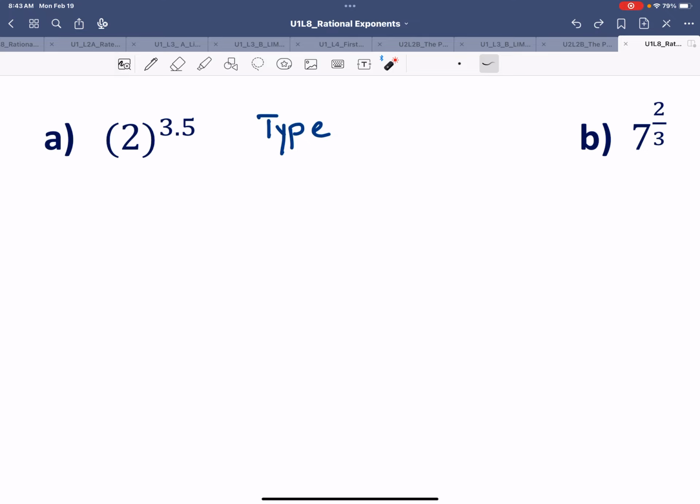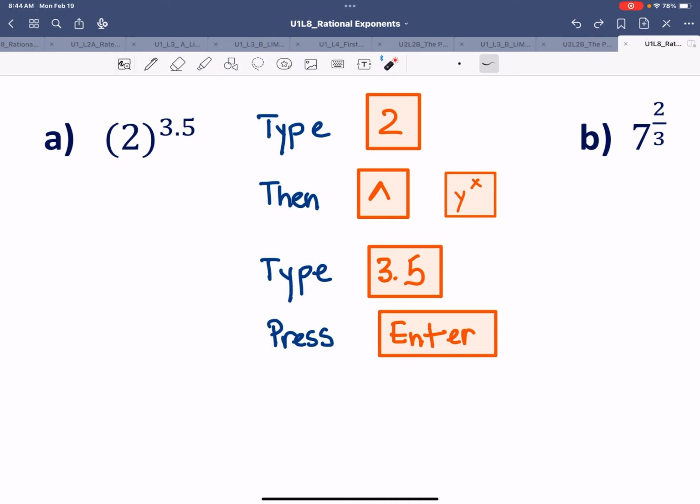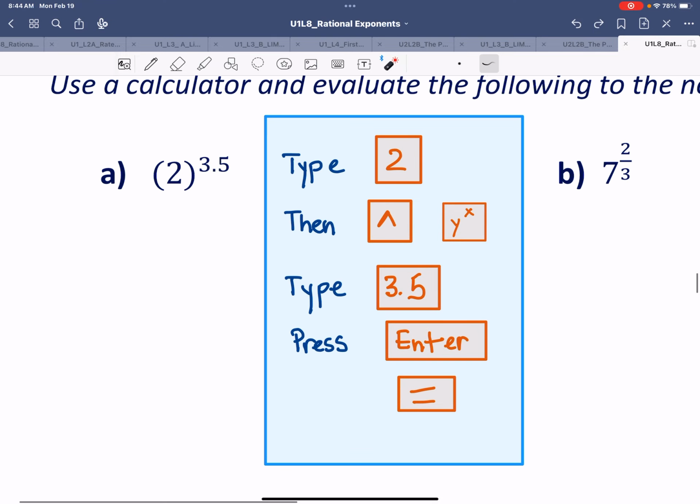So first, we're going to start with typing the base 2, so type 2. And then next, we have to type the power button. And in some calculators, the power button appears with this little hat, in some with y to the power of x. Please get to know your calculator, how to use it so that you won't be confused during the test. So next, we have to type the exponent 3.5 and press enter or the equal symbol, and then you'll see the answer. And in this case, the answer that we obtained is 11.31, rounded to 2 decimals.